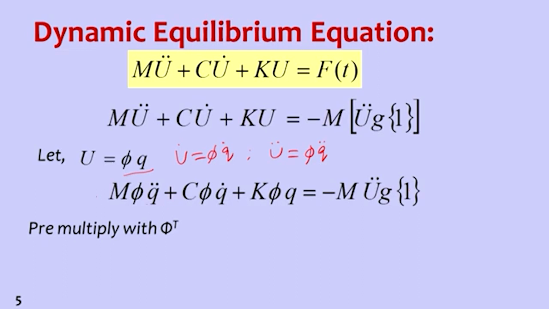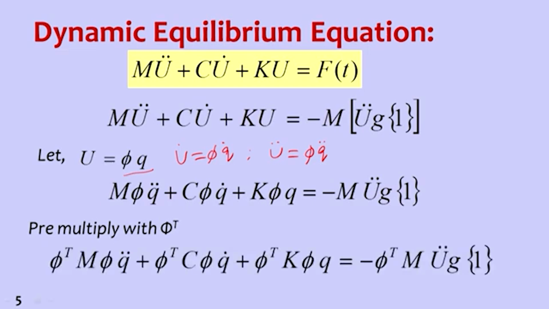Then if we pre-multiply this with phi transpose, we get phi transpose m phi into q double dot plus phi transpose c phi into q dot plus phi transpose k phi into q is equal to minus phi transpose m 1 u double dot g. Why are we multiplying with phi transpose? Phi is a modal matrix, and each phi, so phi 1, phi 2 and phi 3, is a mode shape vector. Mode shapes have the property to decouple the coupled equations because of orthogonality.